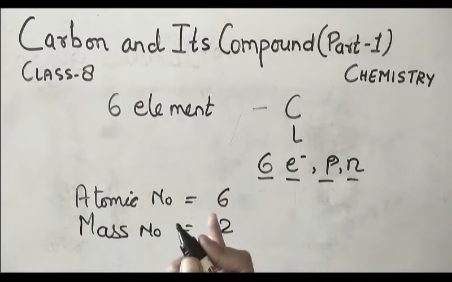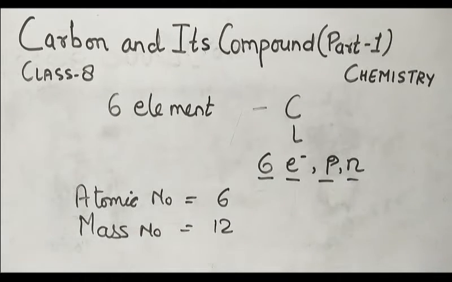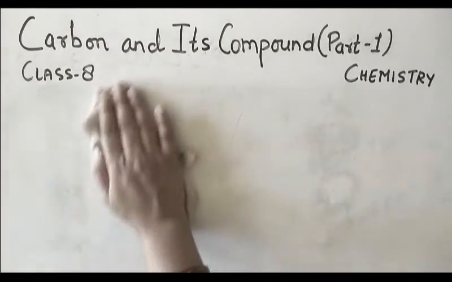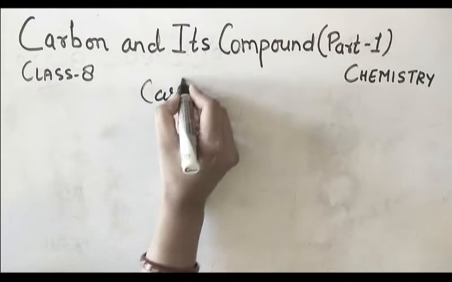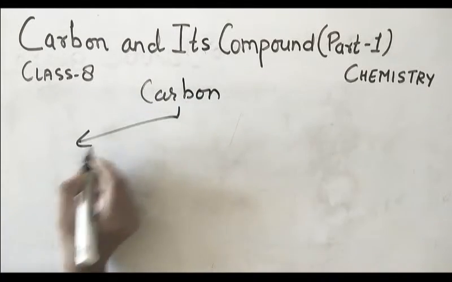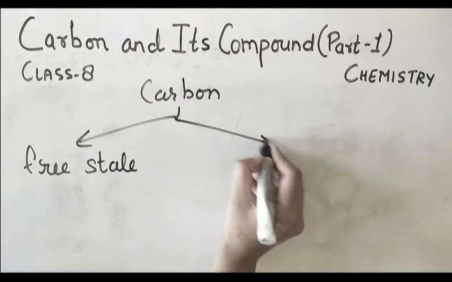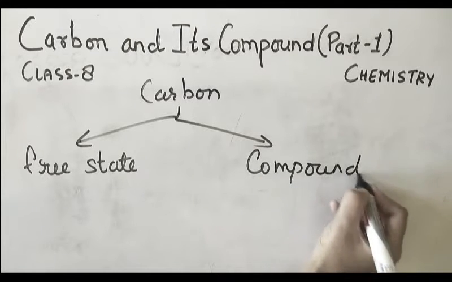And why is the mass number 12? Because the mass number is the sum of the total number of neutrons and total number of protons. That means 6 plus 6, 12. Okay, now carbon exists in free state as well as in the compound state. That means किसी के साथ mix करके भी it can exist.